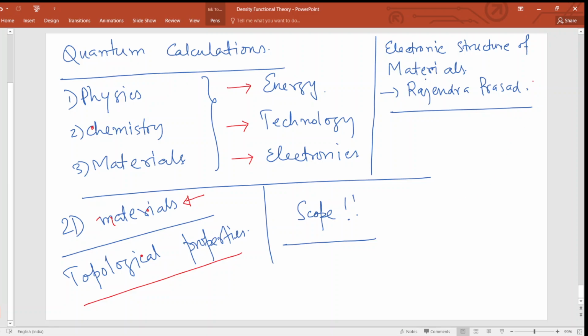And here is this book, which I told you about a few days back, Electronic Structure of Materials by Dr. Rajendra Prasad. So you can try to follow this book, but I think you can probably get a copy of this somehow. Let me know if you can find one. If you don't have one, then I'll try to see if I have one. Okay. So with this, I will finish this part. Let me know if you have any question.